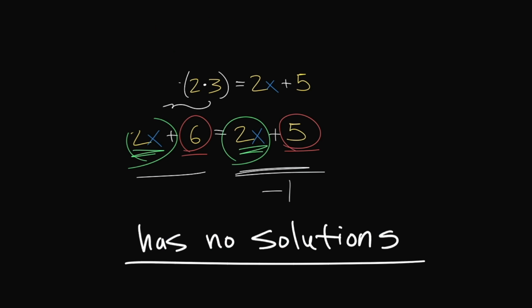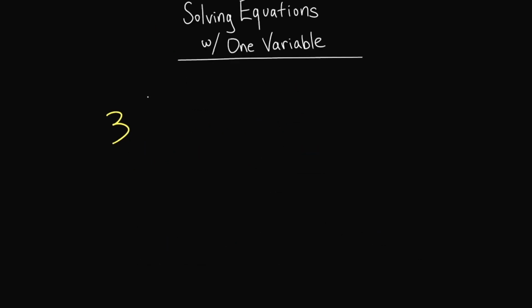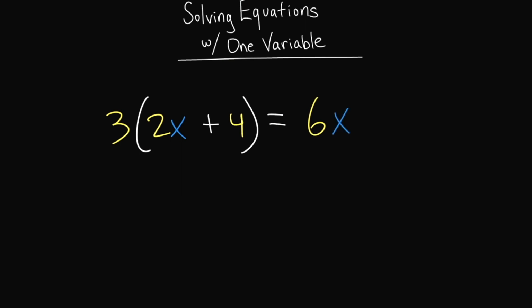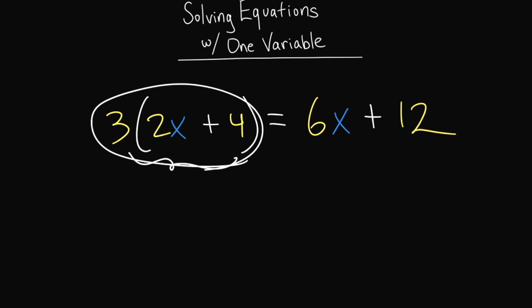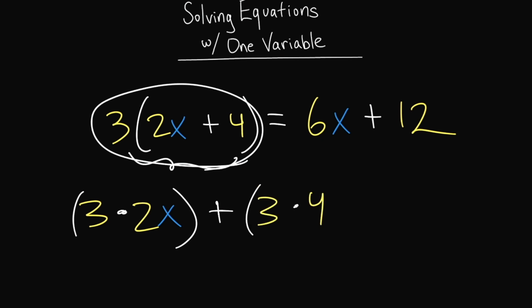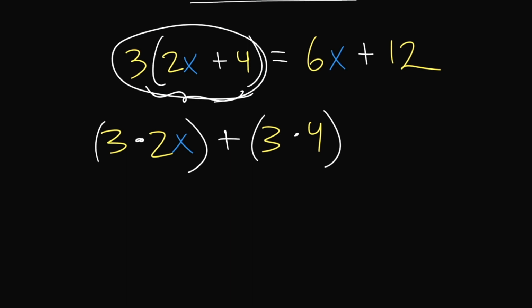All right, let's look at one more example. What about 3 times 2x plus 4 equals 6x plus 12. And again, let's go ahead and simplify this expression within the parentheses. We can rewrite this entire expression as 3 times 2x plus 3 times 4. And what does that evaluate to? 3 times 2x is going to be 6x, because we have 2x and we just have 3 groups of them. So we'll write that here, 6x. And then 3 times 4 is 12.